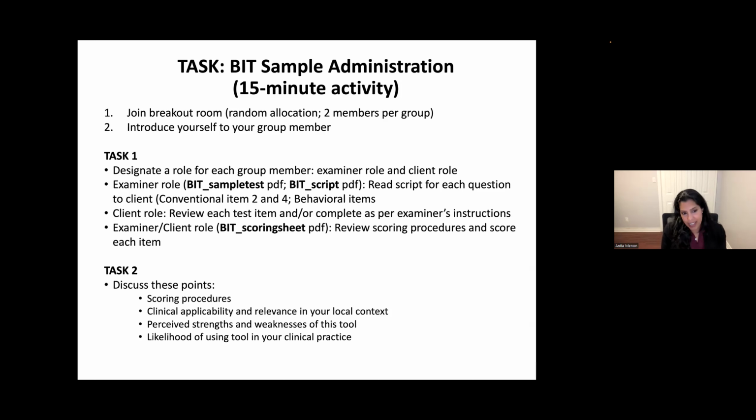And then the second task in your small groups would be to discuss what your experience has been with the scoring procedures, how you found this tool to be applicable or relevant in your local context, the strengths and weaknesses of this tool, and your likelihood to use the tool. We'll also engage in a general conversation after, once you have a chance to administer the BIT, to get everyone's perspective about those four points below.